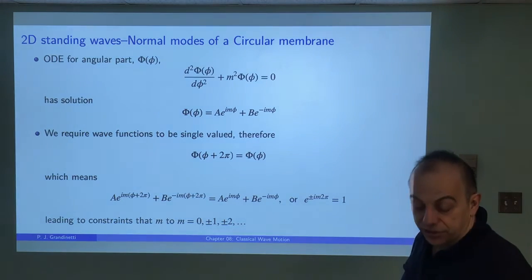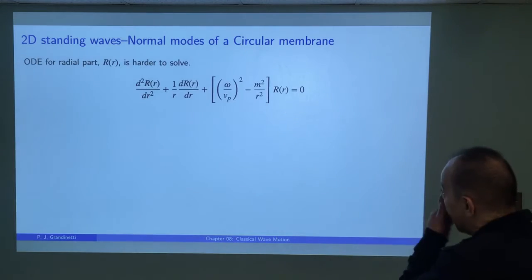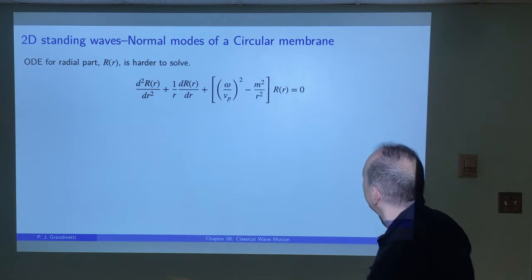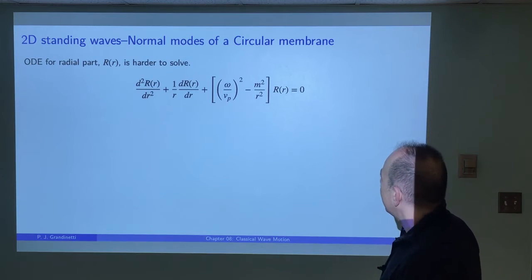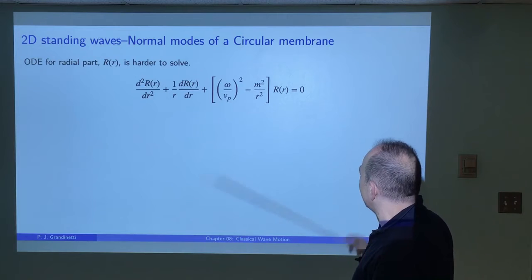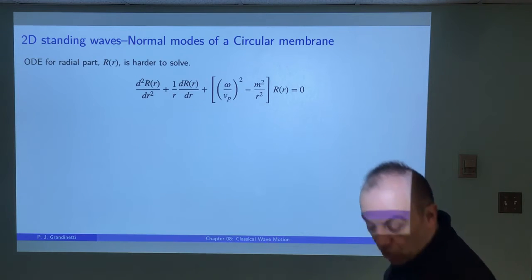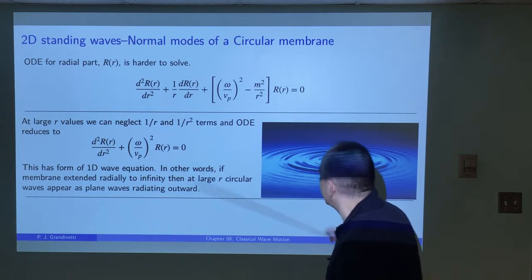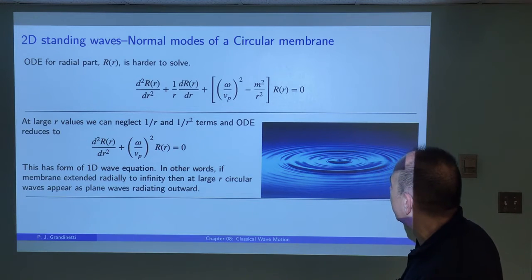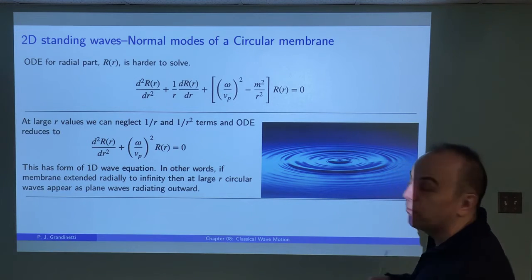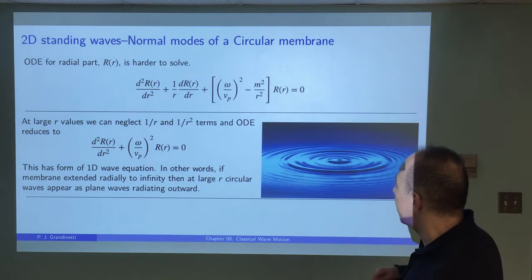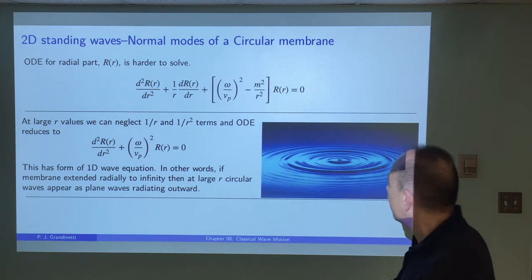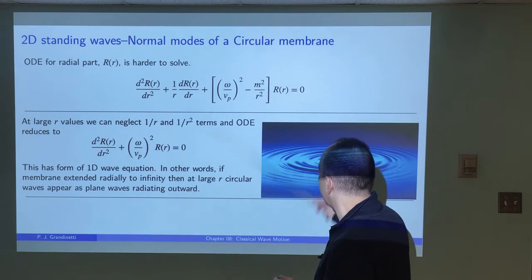Let's move on to the radial part. The ordinary differential equation for the radial part looks like this. And this is a pretty challenging equation to try to solve. And what we'll see is that we can at least try to understand what's going on here in the limit of really large r, because I'm not going to expect you to be able to solve this equation on your own here. We're just going to look up this solution.